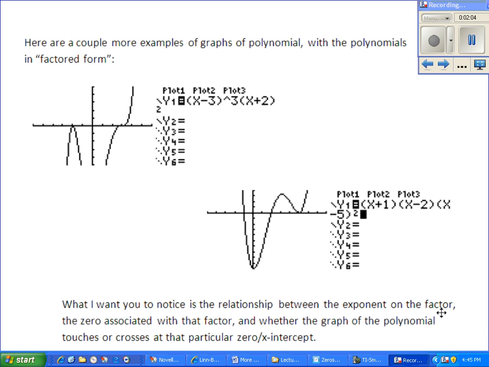So we want to focus on the relationship between the exponent on the factor, the zeros associated with that factor, and whether the graph of the polynomial touches or crosses at that particular zero x-intercept. So at x subtract 5, we had an even exponent and it touched. At x subtract 3, we had an odd exponent and it passed through. X plus 2 squared, we had an even exponent, it touched. X plus 1 has an understood exponent of 1, so it's odd, it passed through. X subtract 2 has an understood exponent of 1, which would be odd, and it passed through.